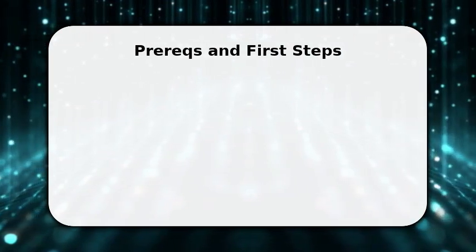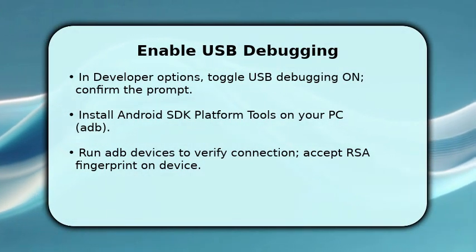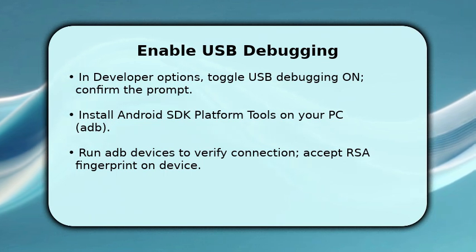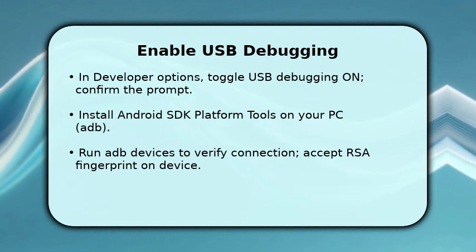Now you enable USB debugging and verify the connection. In Developer Options, scroll to find USB debugging and toggle it on. Accept the confirmation prompt because this grants ADB control.